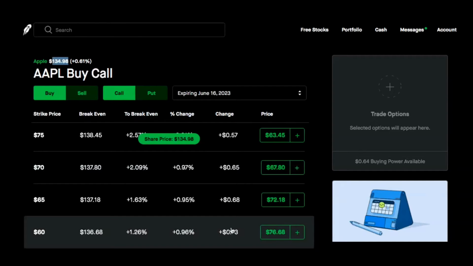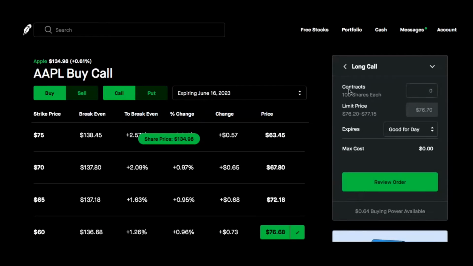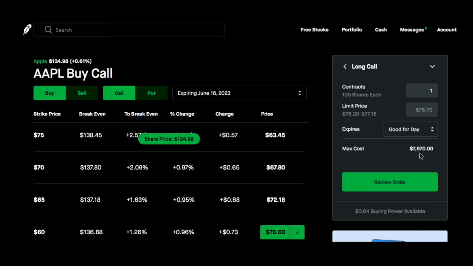Okay, so if we want to buy this today, we're going to pay 76.68 per share. If you go to continue, you're going to buy a contract, but you have to remember always that a contract contains 100 shares. So once we buy a contract, it means that we are buying 100 shares. So here the 76.68 times 100 is 7,670.